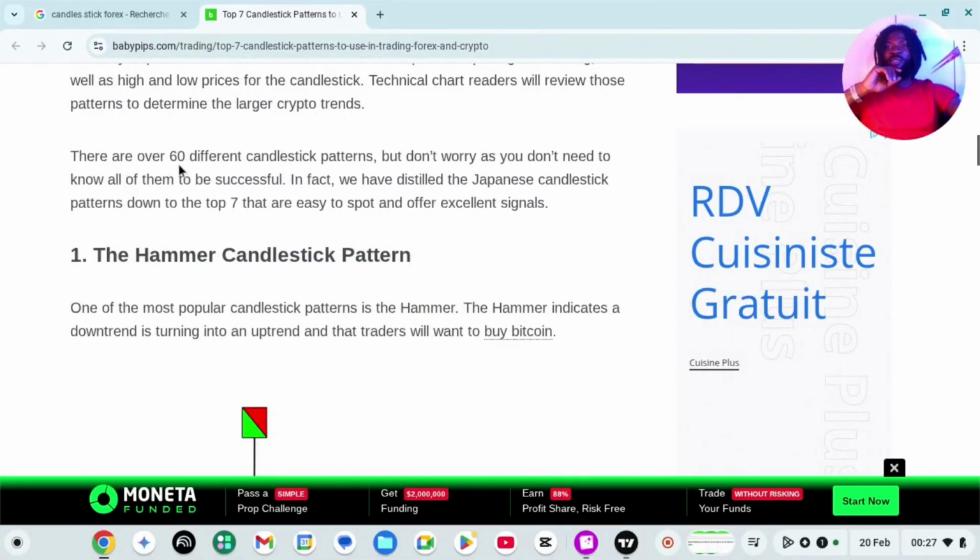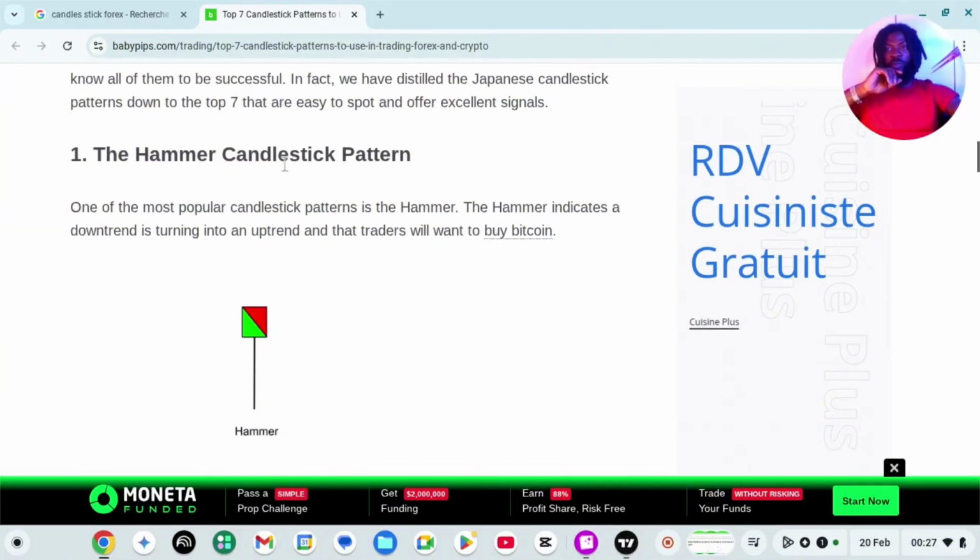There are over 60 different candlestick patterns, but don't worry, as you don't need to know all of them to be successful. In fact, we have distilled the Japanese candlestick patterns down to the top 7 that are easy to spot and often excellent signals. Number 1: the hammer candlestick pattern.